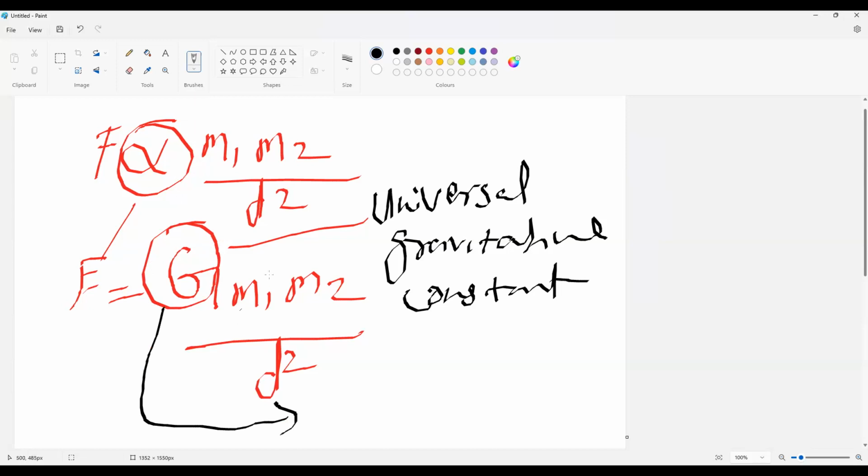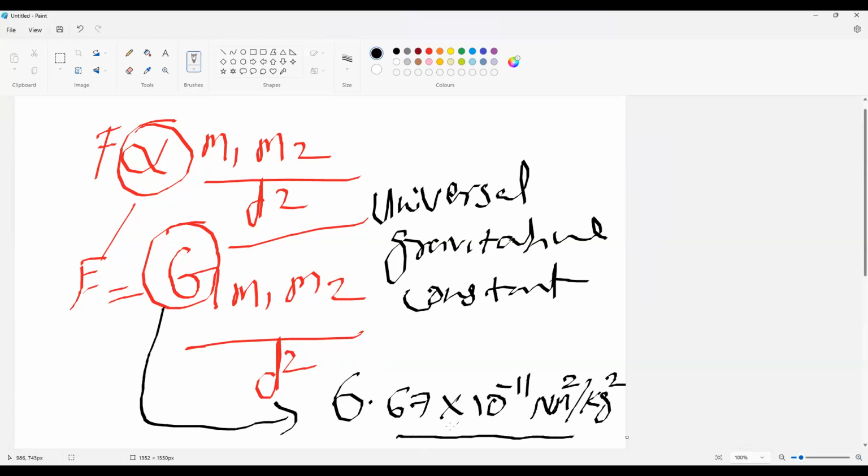Someone has found out a value for this. The value for the universal gravitational constant, which you need to understand and remember, is 6.67 into 10 to the power minus 11, and the SI unit is Newton meter square by kg square. My dears, remember this value. The value for G is nothing but 6.67 into 10 to the power minus 11 Newton meter square per kg square.